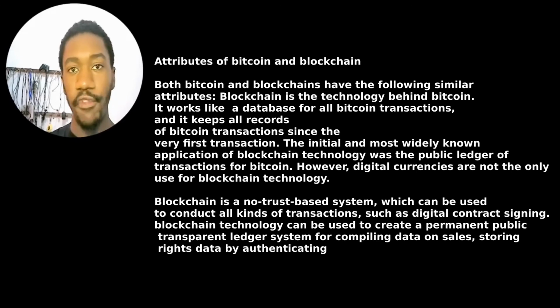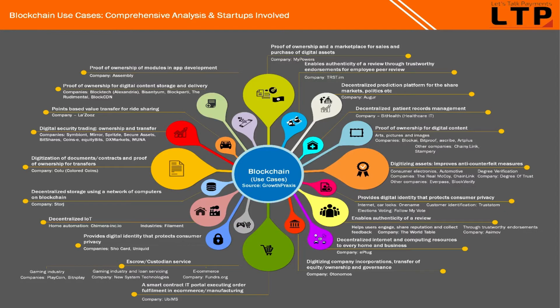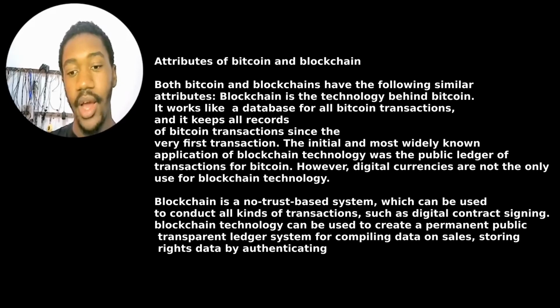Now, blockchain and Bitcoin have similar attributes. Blockchain is the technology behind Bitcoin. It works like a database for all Bitcoin transactions, and it keeps a record of Bitcoin transactions since the very first transaction. The initial and most widely known application of blockchain technology was the public ledger of transactions for Bitcoin. However, digital currencies are not the only use of blockchain technology. We have many other uses in different domains.